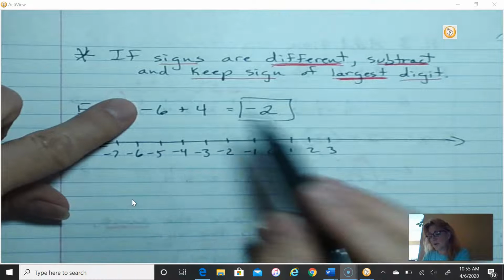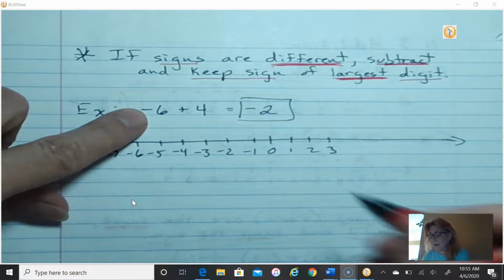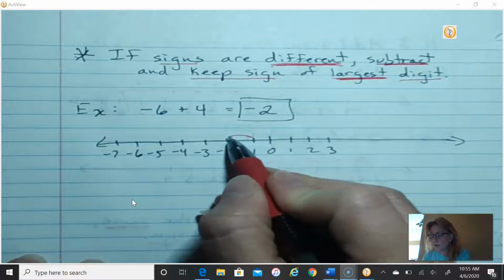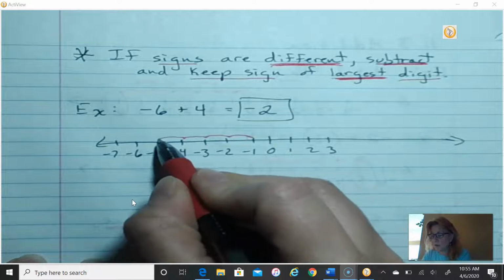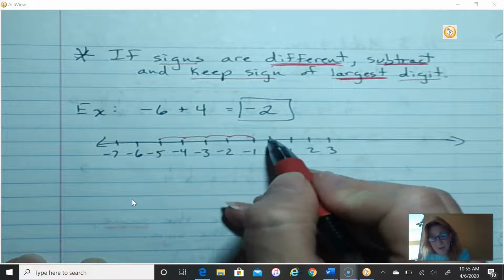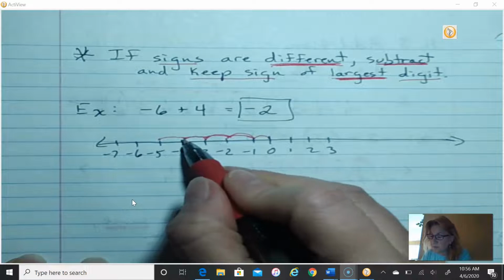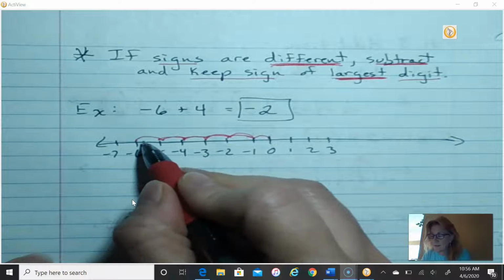Okay, so we start with 0. We're starting at 0 with the first digit. It's -6. So we're going to go 1, 2, 3, 4. Did I miss one? Start at 0. Don't be like me. 1, 2, 3, 4, 5, 6.